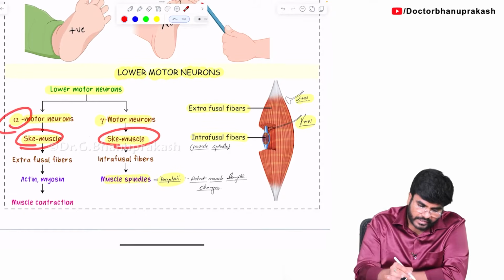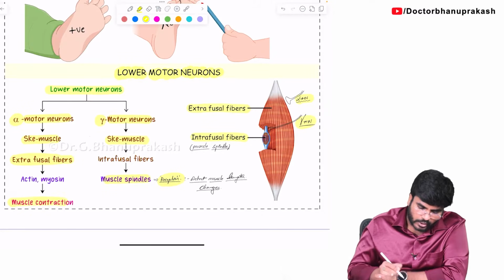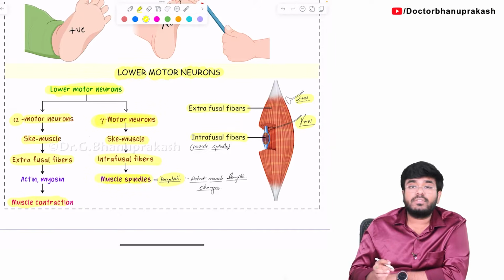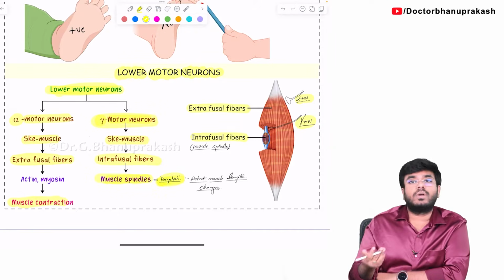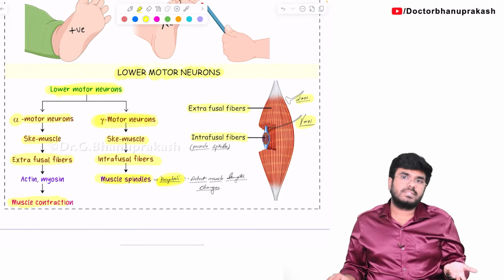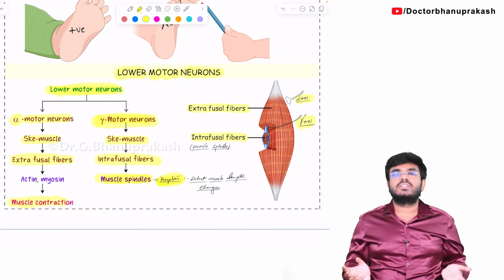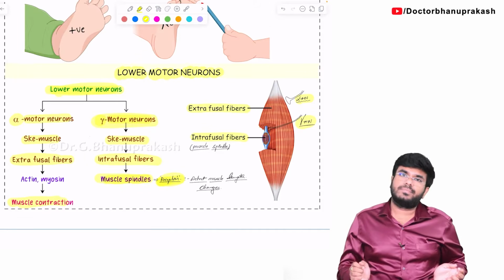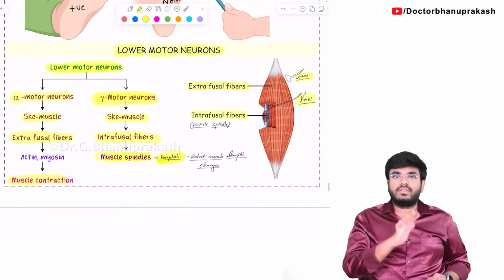Alpha motor neurons innervate the extrafusal fibers, causing the muscle contraction. Gamma motor neurons go to the intrafusal fibers, which are nothing but the muscle spindle. And you know what is the function of the muscle spindle? Muscle spindles are the receptors. They detect the muscle length changes and inform this information to the central nervous system. So, with this, we are done with the lower motor neurons.